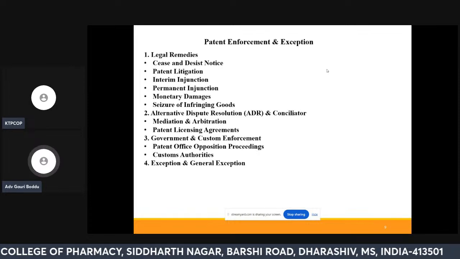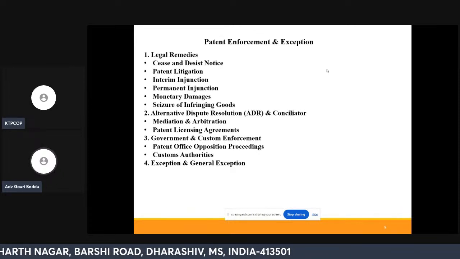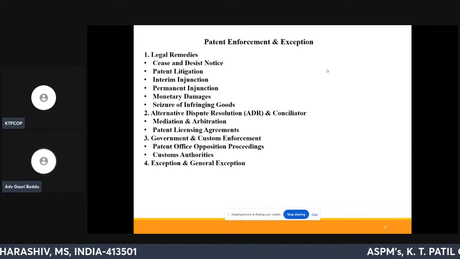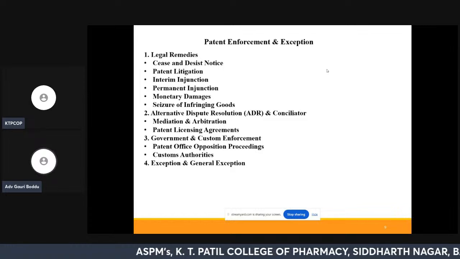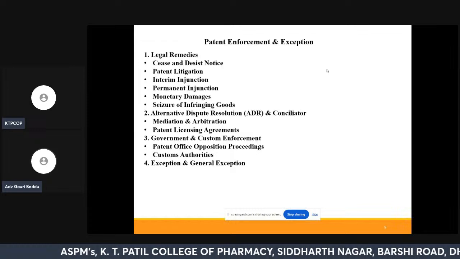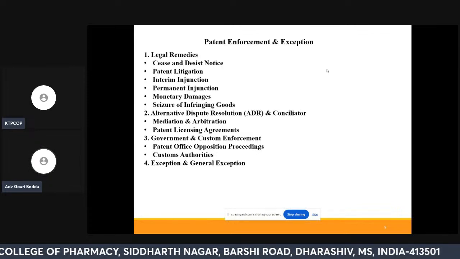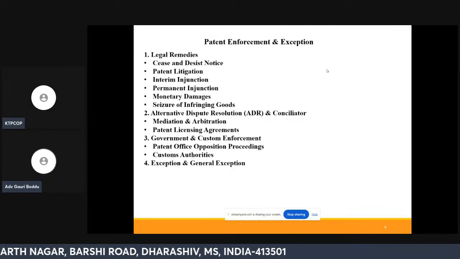A court order stopping further infringement permanently. Interim means for a limited period, that is till the decision of the suit, or it may be for a month or 6 months, etc. And permanent will be till the end, forever. And what is monetary damages? Compensation for financial losses due to infringement.